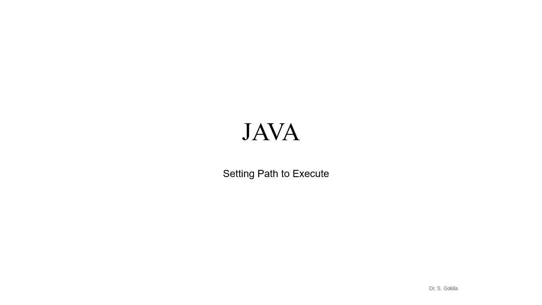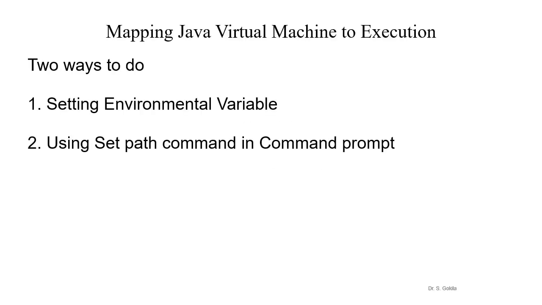Hello students, in this presentation I am going to tell you how to map the Java Virtual Machine installed in your system to the execution environment. There are two possible ways to map the JVM with execution. The one is setting the environment variable. That is going to be permanent.